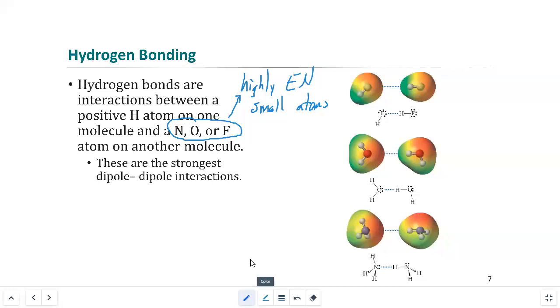So because of that combination of factors, we've got a very polar bond, and that polarity is distributed over a very small area. We have extremes in polarity. And those extremes in polarity are going to give us extra strong interactions.